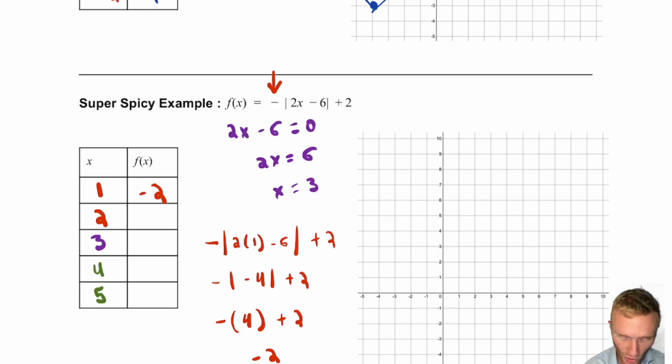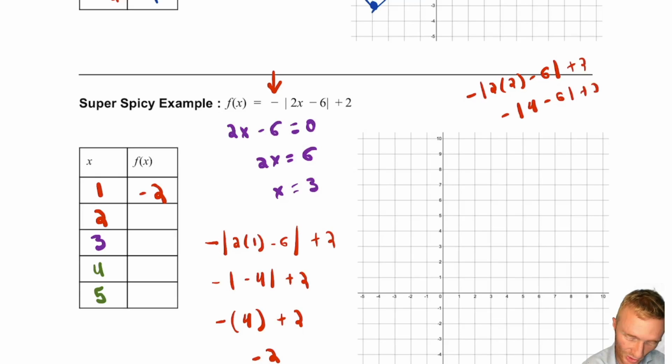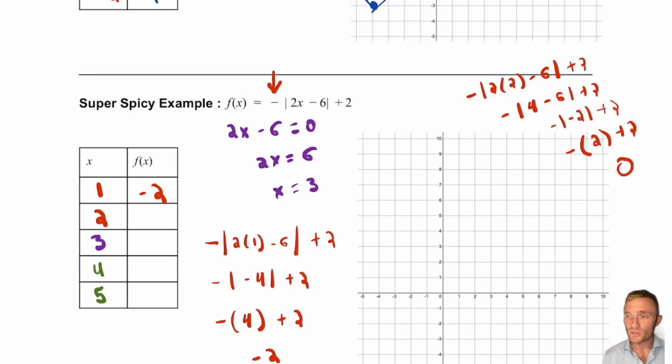Let's say we plugged in 2. We would have, we'll do it up here, negative the absolute value of 2 times 2 minus 6, plus 2. Negative, we're going to have 4 minus 6, plus 2. Negative, the absolute value of negative 2, plus 2. Negative, positive 2, plus 2. This is actually equal to 0. Notice that the negative 2 becomes positive and then negative again because of that negative sign outside. So when we plug in 2, we get 0.